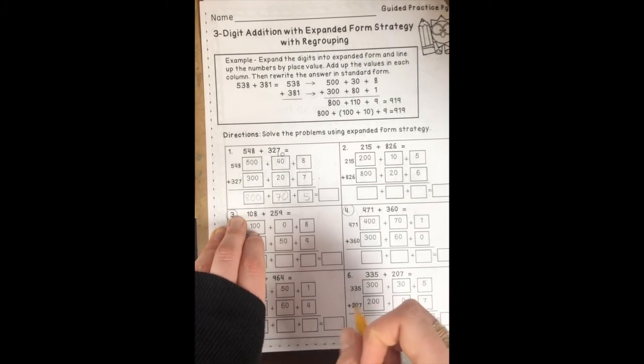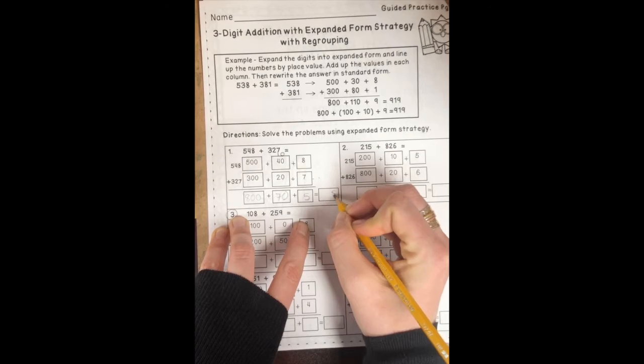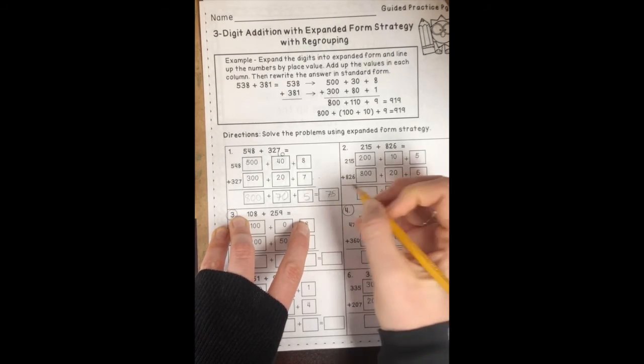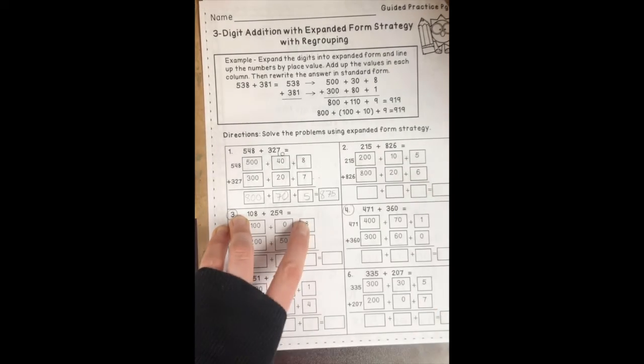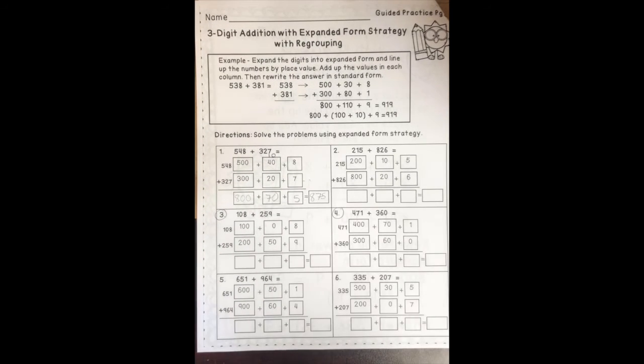The final step is to rewrite the answer in standard form. So I have 5 ones, 7 tens, 8 hundreds. All right, let's do another one as an example.